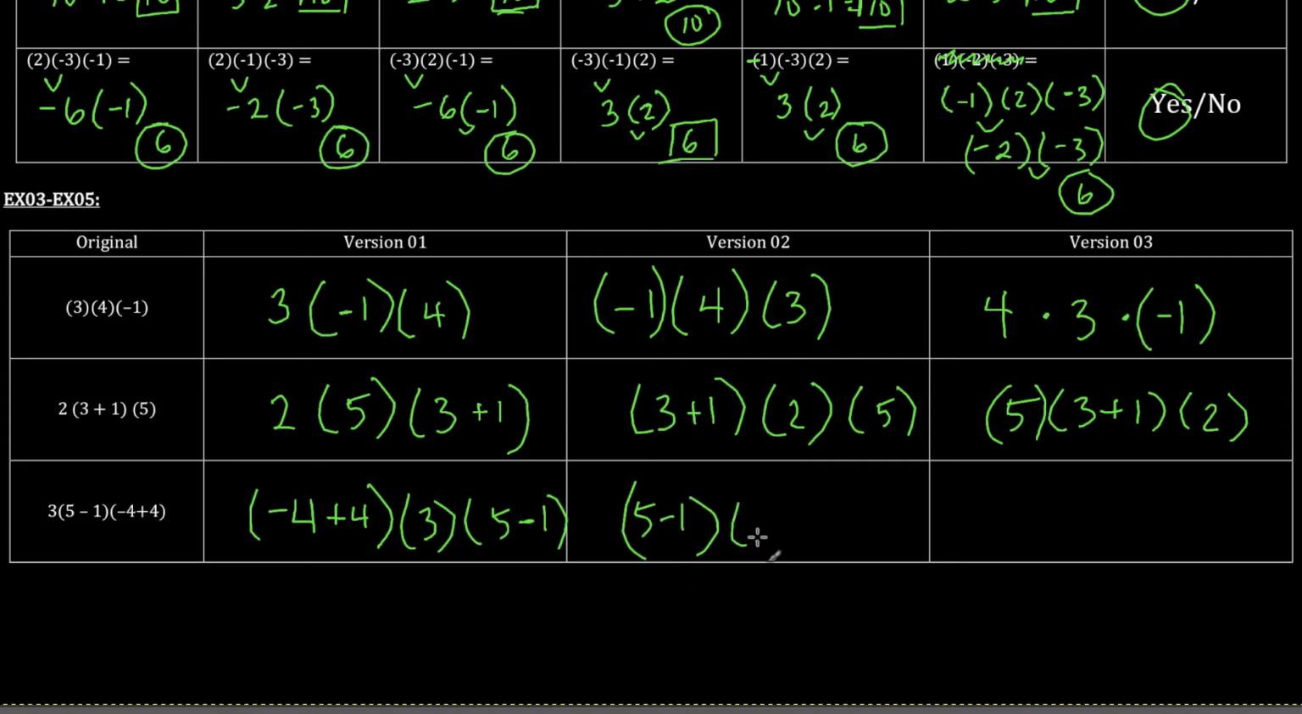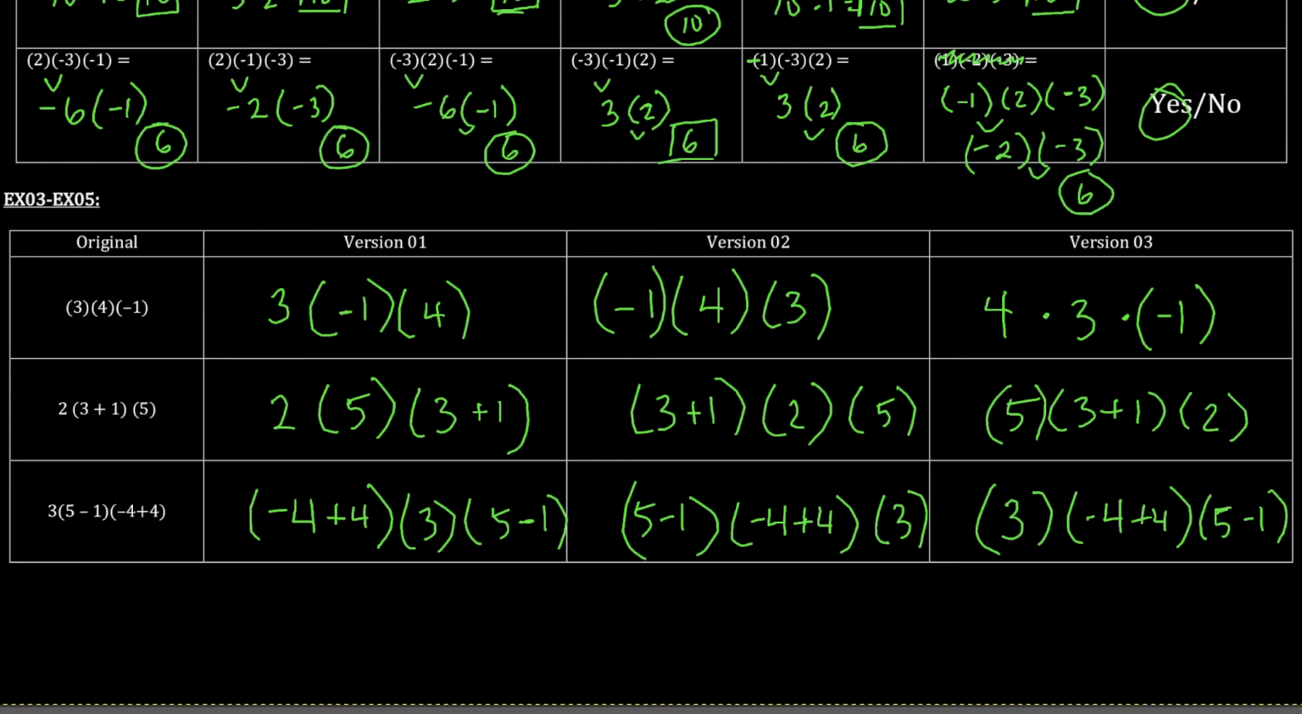And then times negative 4 plus 4. Remember parentheses because they're together. And then times 3. And then lastly, I could have written 3 times negative 4 plus 4 times 5 minus 1.